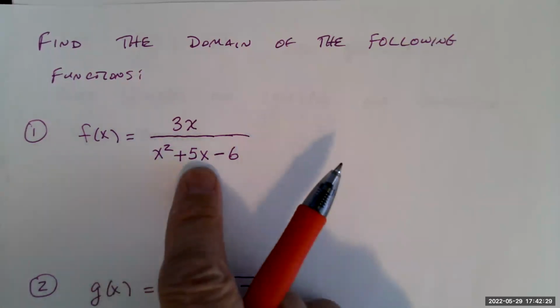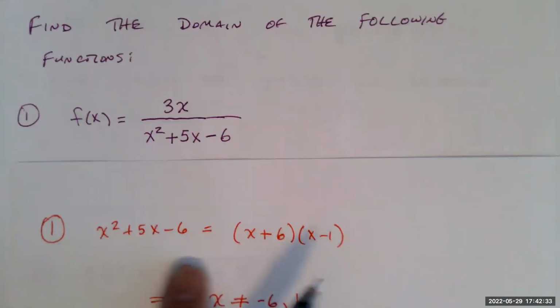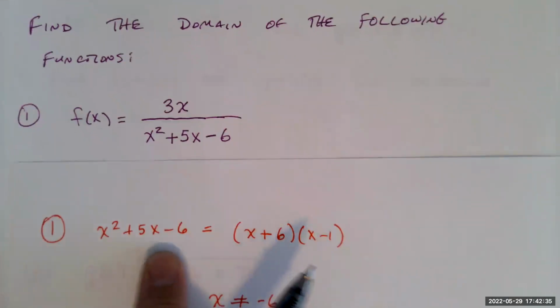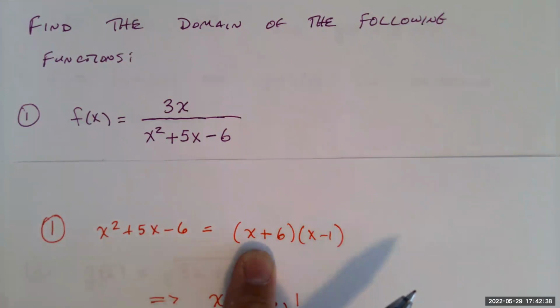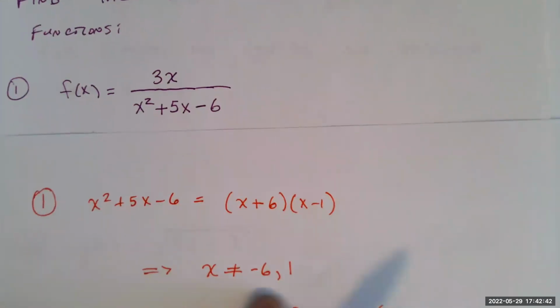So any value of x that makes the denominator 0. So when is that denominator 0? Well, notice I can factor x squared plus 5x minus 6 this way. And that means when x is -6 or 1, then the denominator will be 0. So I want to exclude those values.